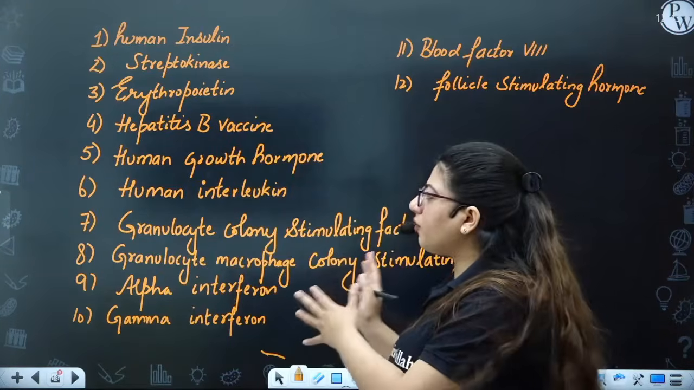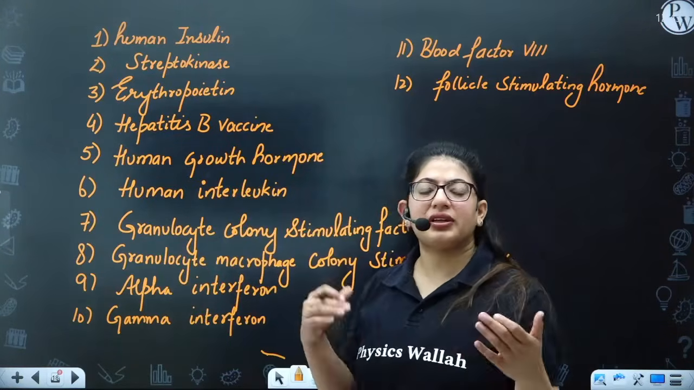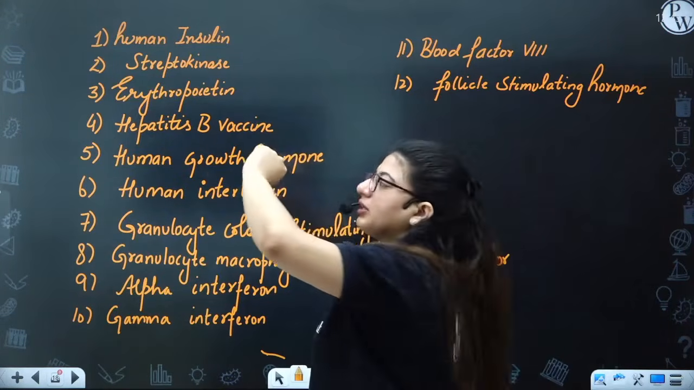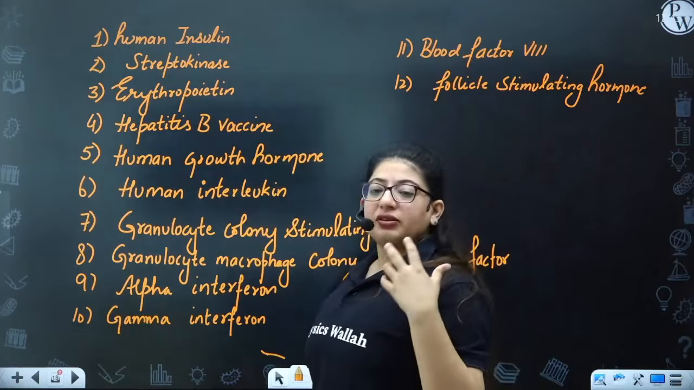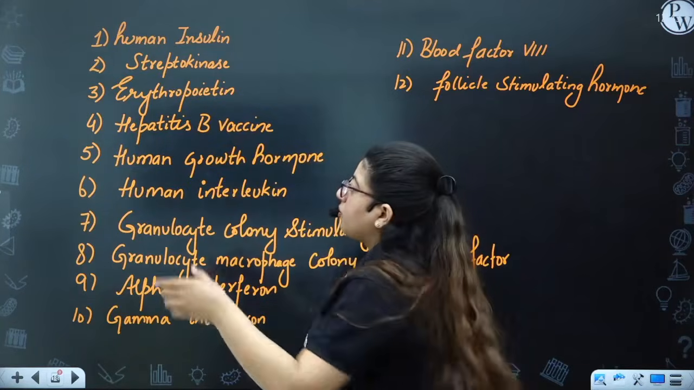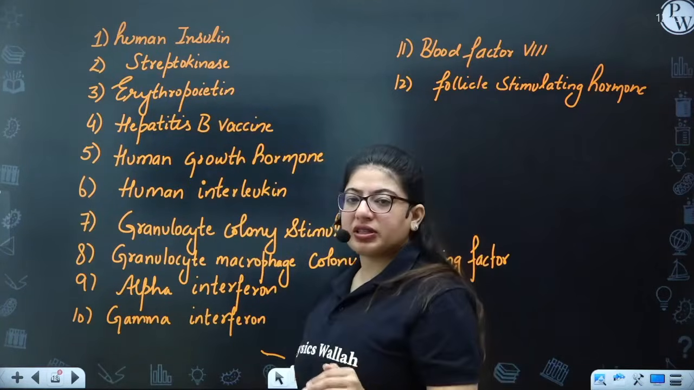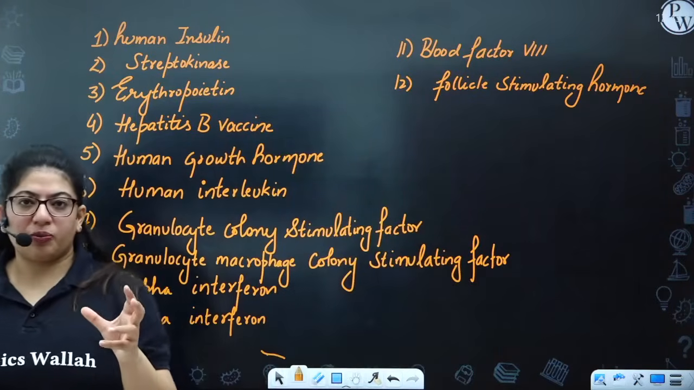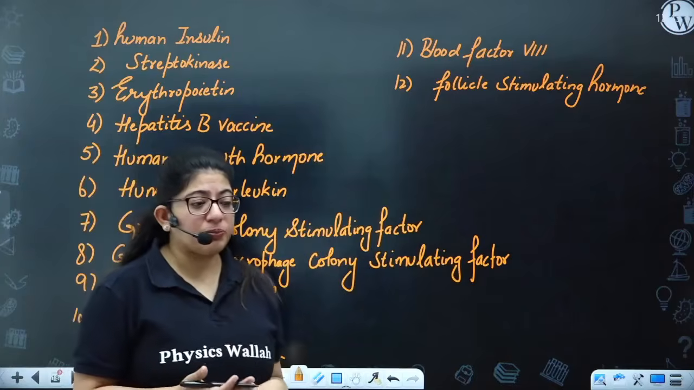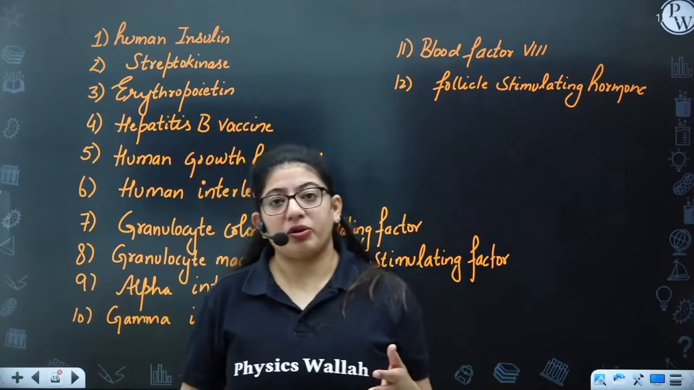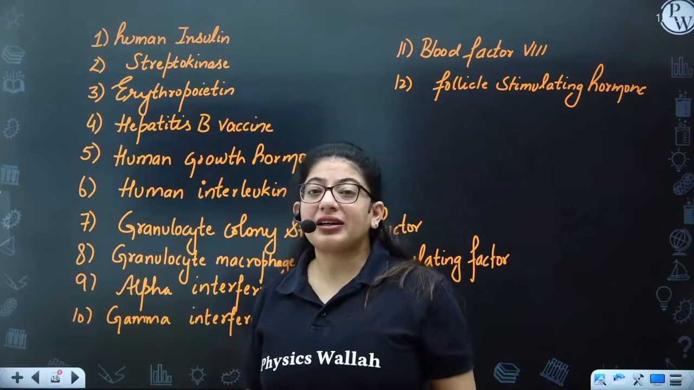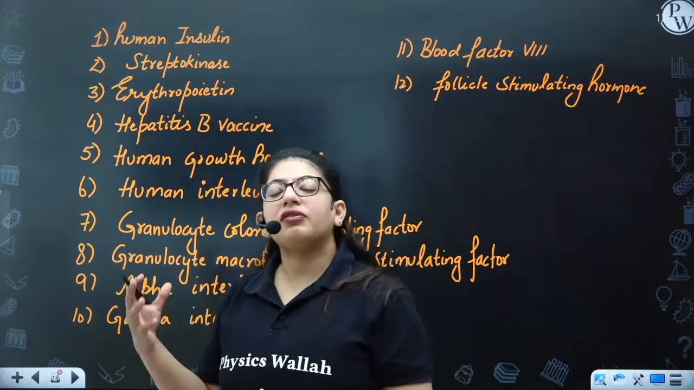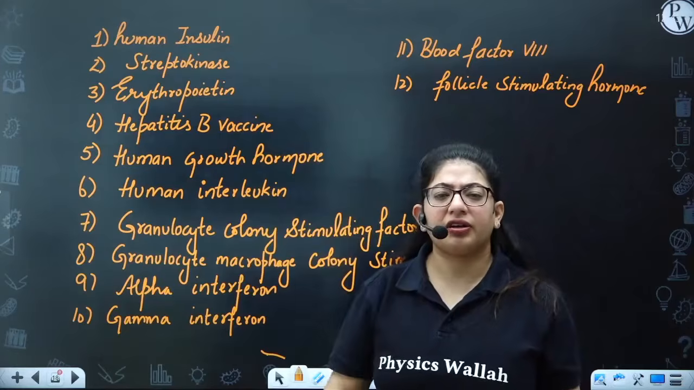So when are we using all of these? Whenever there is a problem in a person. For example, human insulin, in diabetes. Streptokinase, if a person has a clot and you want to burst it. What about erythropoietin? The kidney produces erythropoietin, and it is so important for erythropoiesis. If a person's kidneys are damaged, you cannot let RBCs go down. So for that we need erythropoietin, and we can inject it artificially.